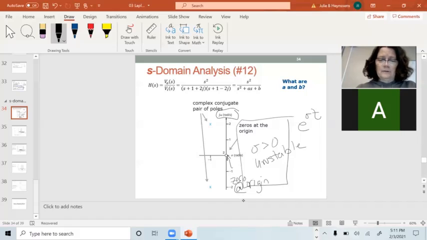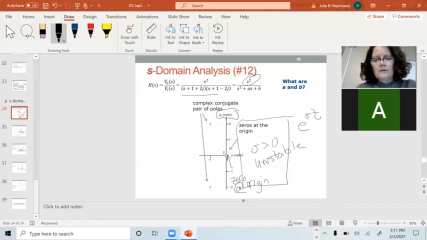And I talk about this a lot in 325, which I don't teach anymore. But right here, this s squared term is going to give me 2 zeros at the origin, because those are places where the function goes to 0.